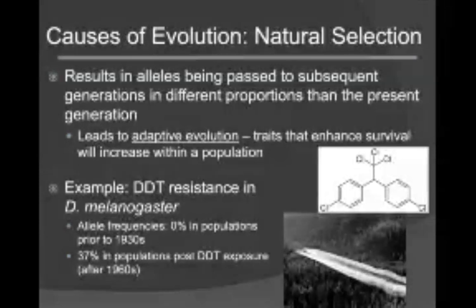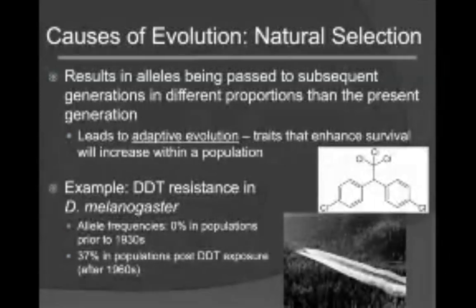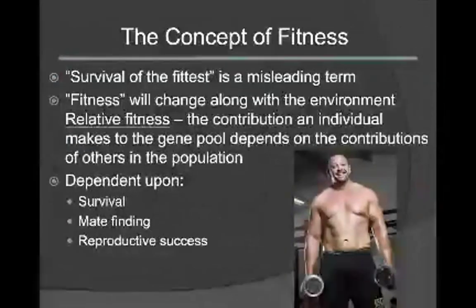However, after DDT exposure after the 1960s, the genetic analysis of fruit flies demonstrated that more than 30% of the population had these DDT resistant alleles present. This means that they were undergoing adaptive evolution to develop DDT resistance within the population, thus increasing their survival.